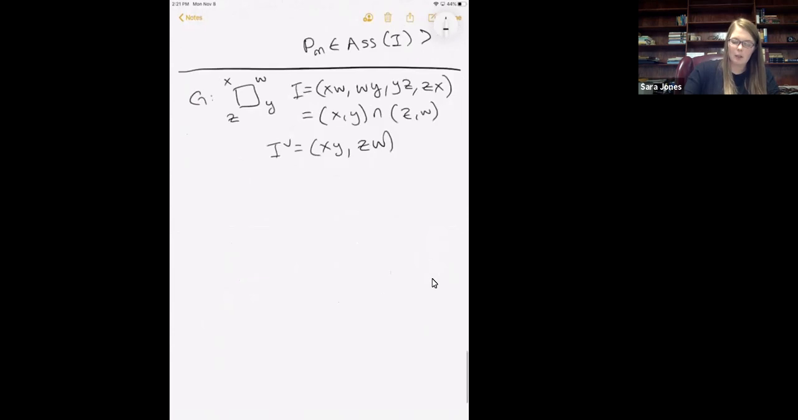So let's continue this example out, and we'll find the linear strands of this. To find the linear strands, we need to start off with finding the minimal graded free resolution, which is going to be given by this sequence.